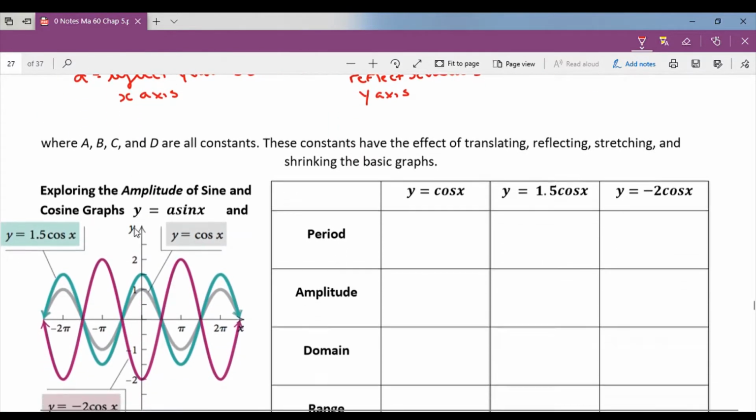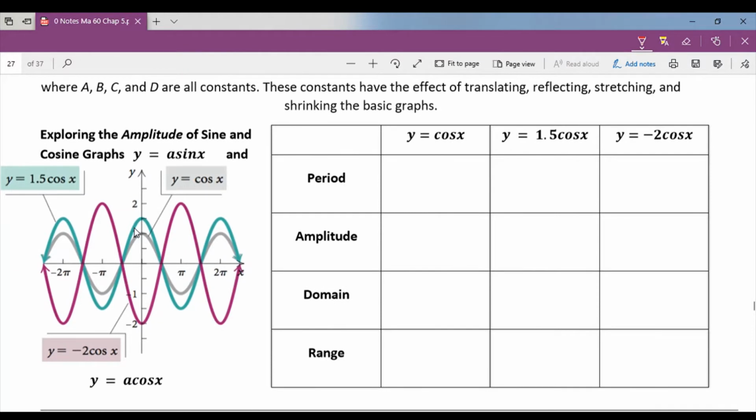The biggest difference is how it's going to affect these specific graphs. So if we look at a specific graph, for example a cos x graph, we've got our gray graph here being our regular cos x graph. Remember your unit circle, cos is following x, so it goes 1, 0, -1, 0, 1. The features of your cos x graph: it has a period of 2 pi, an amplitude of 1, a domain of all real numbers, and a range of -1 to 1.